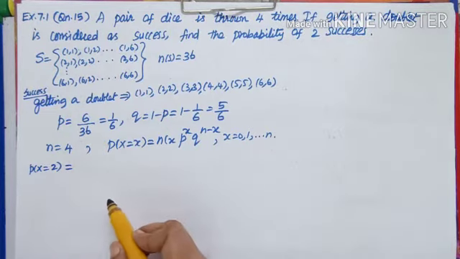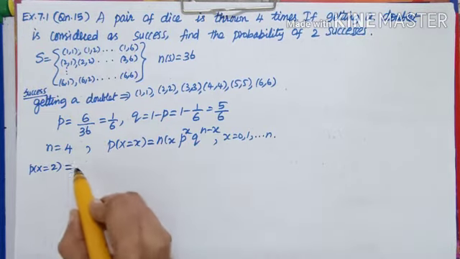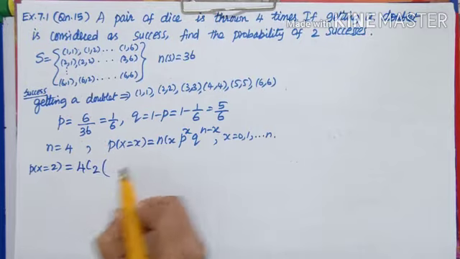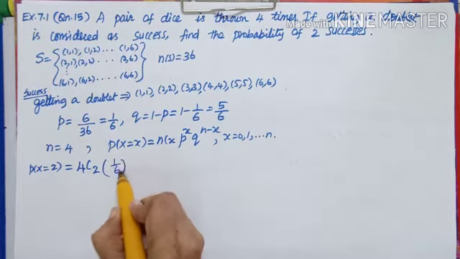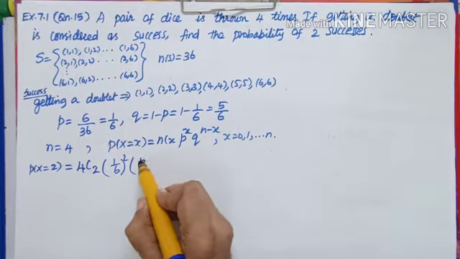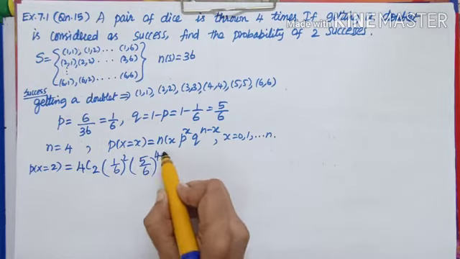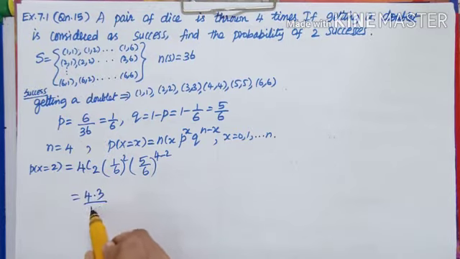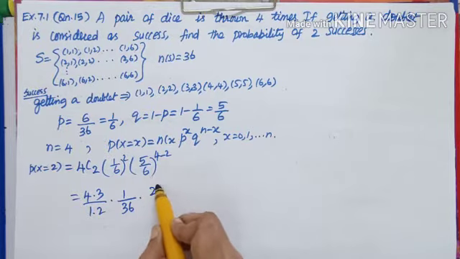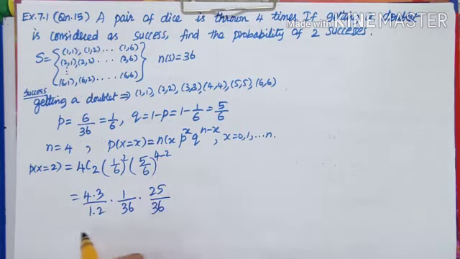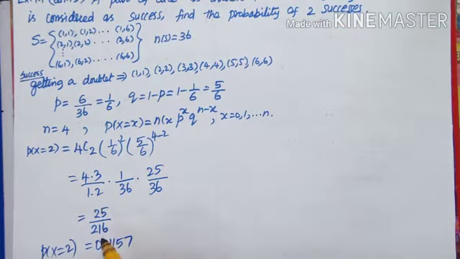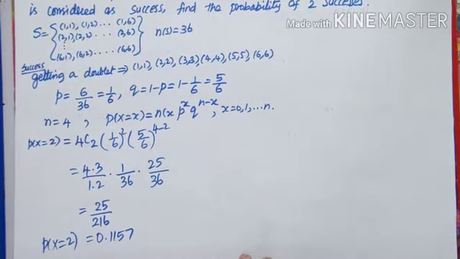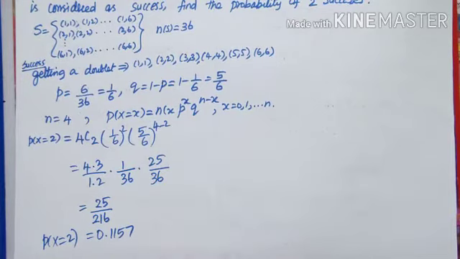P of x is equal to 2. NCX: 4C2. P power x: 1 by 6 power 2. Q power n minus x: 5 by 6 power 4 minus 2. Simplify the answer. 4C2 is 4 into 3 by 1 into 2. This is 1 by 36. 5 square is 25, 6 square is 36. Use calculator, simplify the answer. We get 25 by 216, which is nothing but 0.1157.